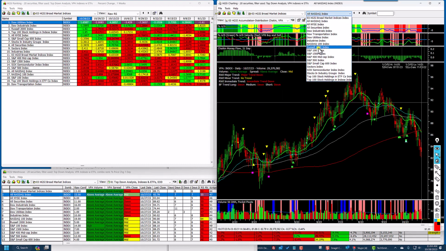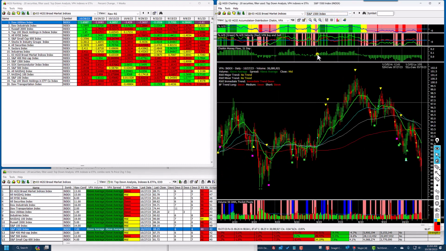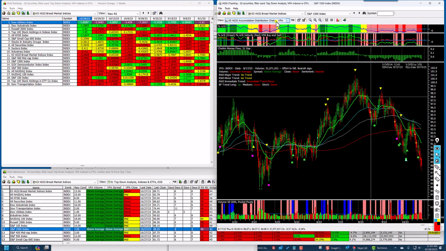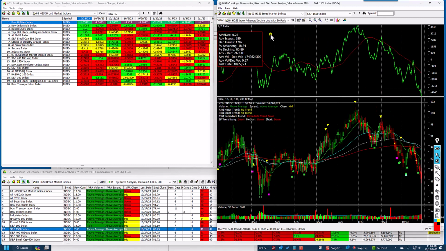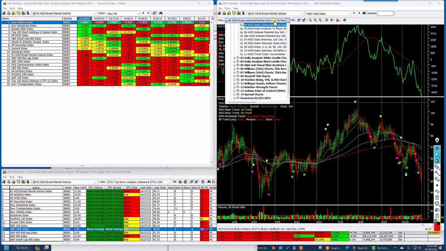I want to go back to the S&P 1500. Okay, let's move on down. Advanced decline line, here are the numbers from yesterday. 1202 decliners, 280 advancers. I don't have the unchanged in there, but the A minus D is minus 922. Real bad day.